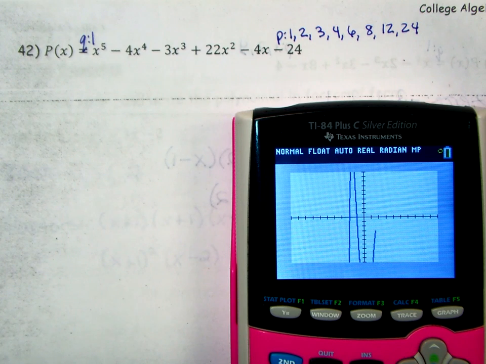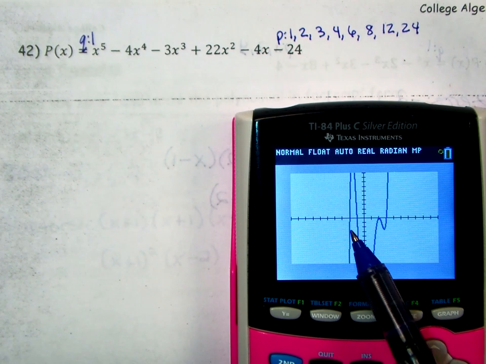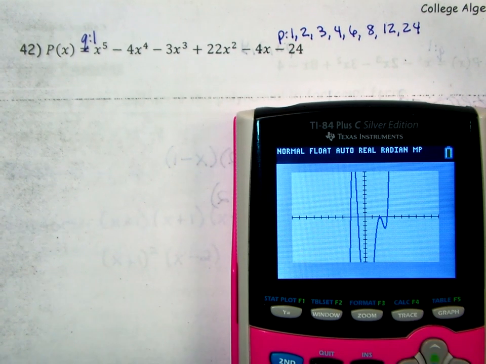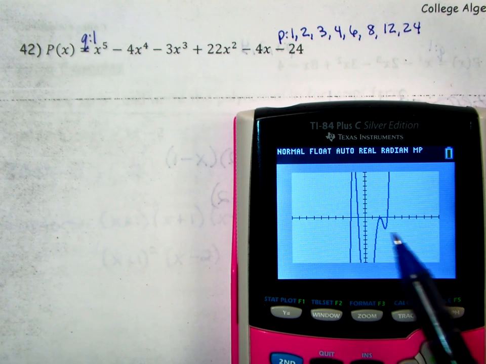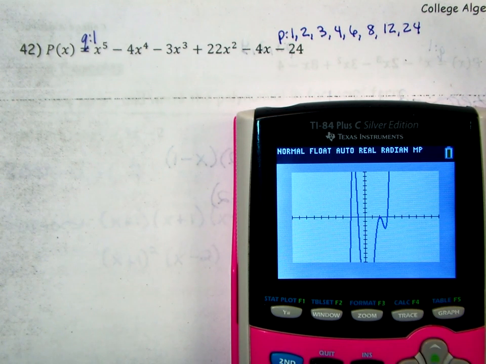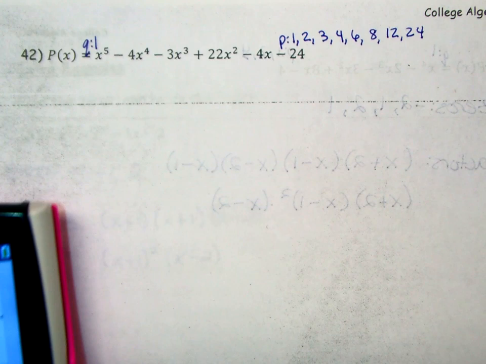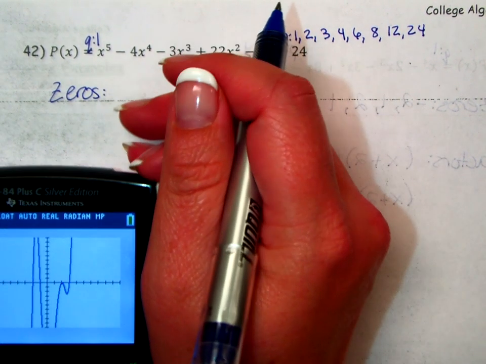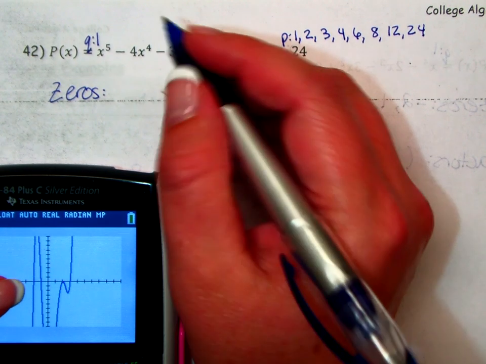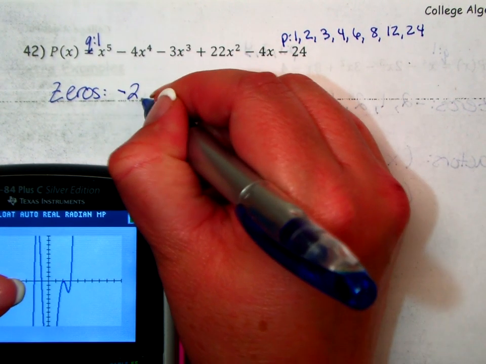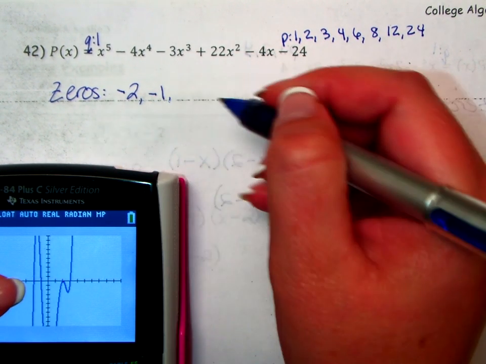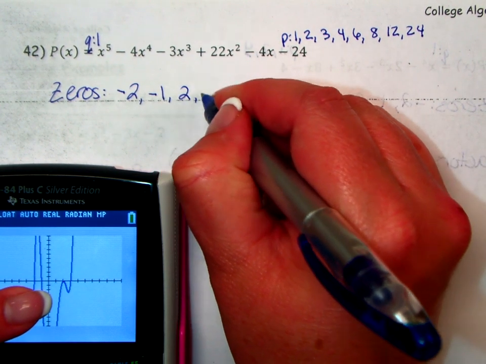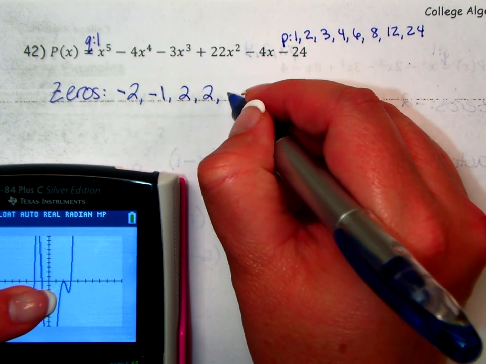One, two, three, four. Oh my gosh, they were so nice to us. All right, so it crossed at -2 and -1. It touched at 2 and it crossed at 3. Okay, so if I were to list the zeros out, remember touching means twice. So we're going to get -2, -1. It touches at 2, so I'm going to list that twice, and then it crosses at 3.